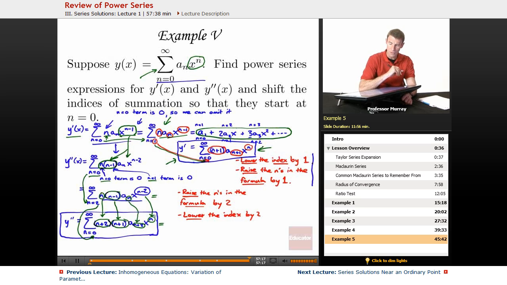So this is going to be absolutely crucial for us when we use series to solve differential equations. That's the topic of the next lecture, and that concludes our review of power series for this lecture.